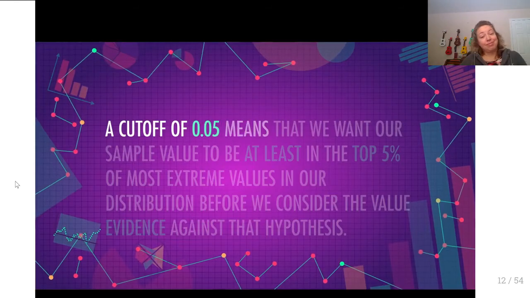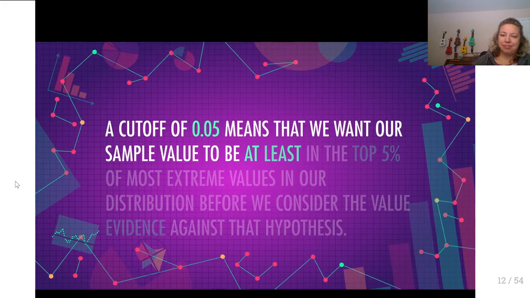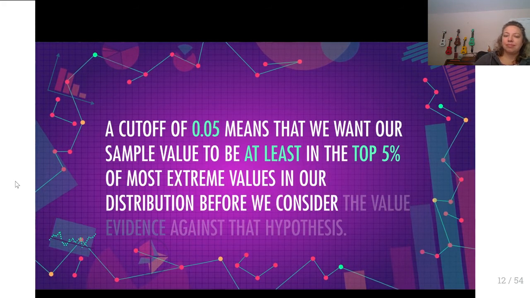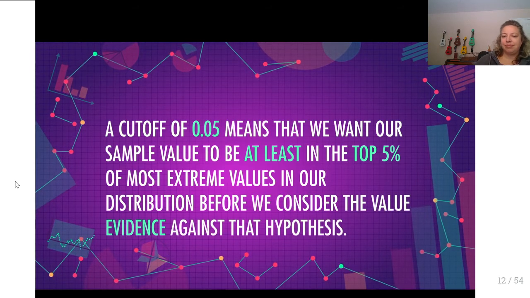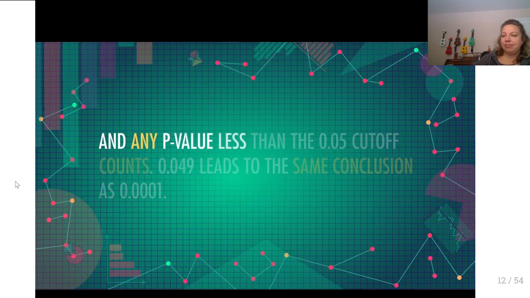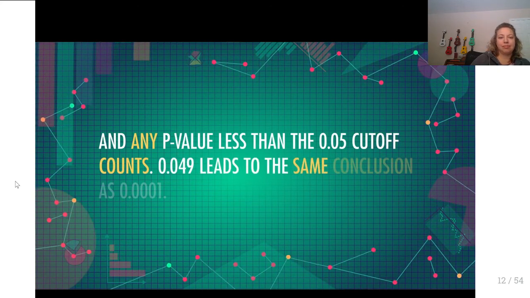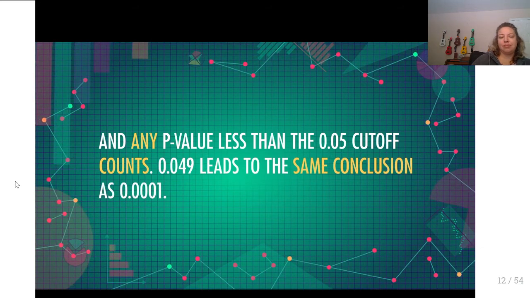A cutoff of 0.05 means that we want our sample value to be at least in the top 5% of most extreme values in our distribution before we consider the value evidence against that hypothesis. And any p-value less than the 0.05 cutoff counts. 0.049 leads to the same conclusion as 0.0001. Both cause you to reject the null hypothesis. The current scientific consensus in most fields is that your cutoff, or alpha, should be 0.05, but there's huge disagreement in the field of statistics about whether 0.05 is appropriate, and we're going to dive into that later.